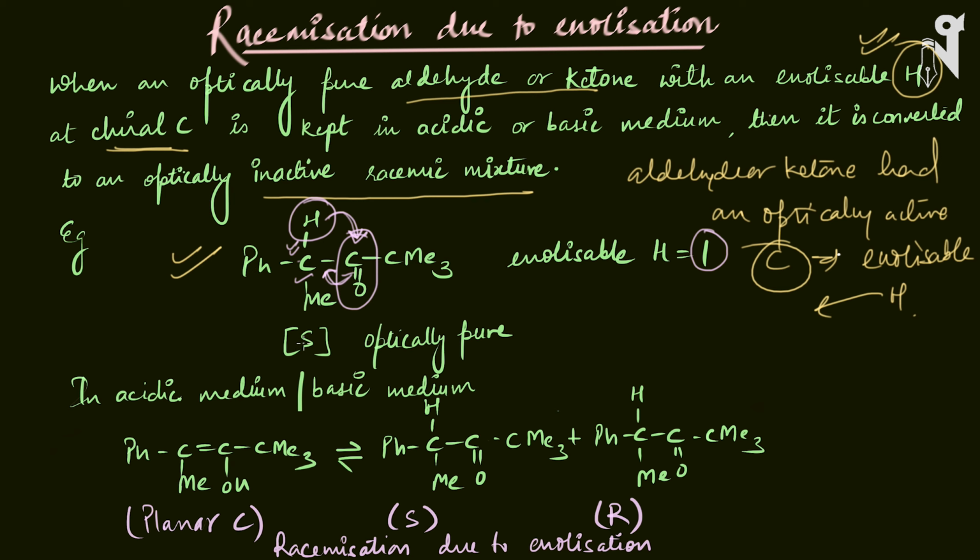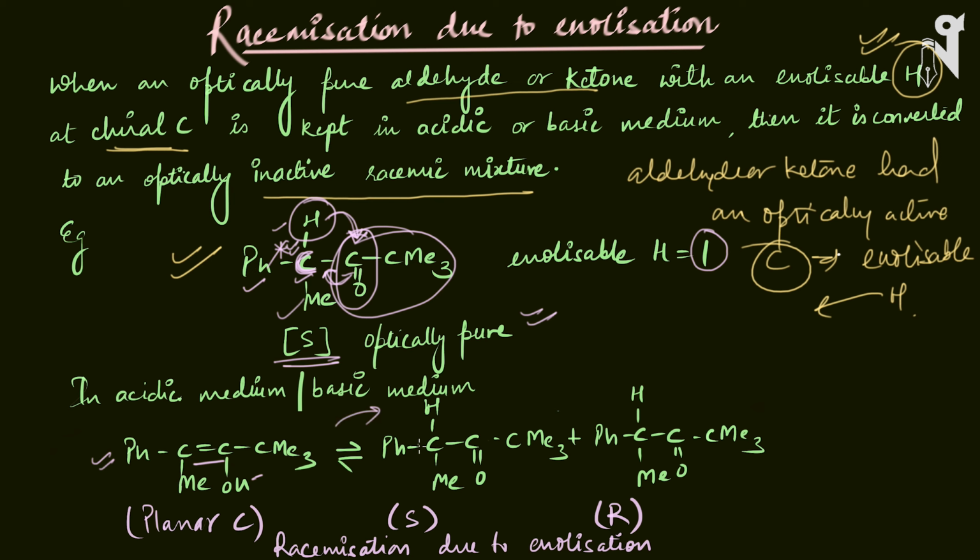So if you look at this carbon, there are four different groups present over here: phenyl, hydrogen, methyl, and this other group. So basically this is an optically active carbon and it is S configured. This is an optically pure compound. On enolization, it will get converted into this in the acidic or basic medium. This is the enol we will get. There is a double bond over here and OH over here. Again, this enol will get converted back into its keto form in the acidic or basic medium.